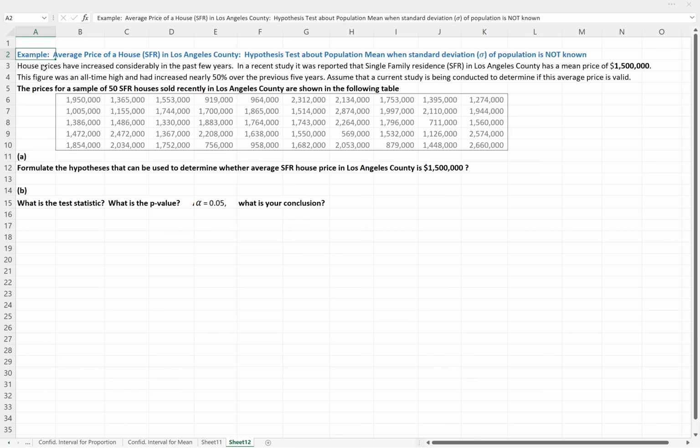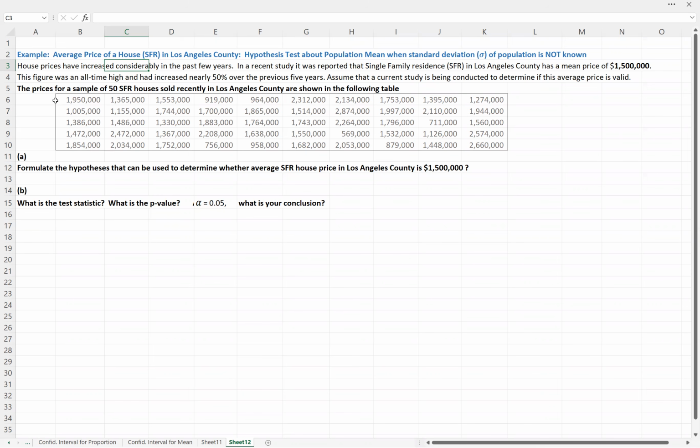Okay, so the context is this. House prices have increased considerably in the past few years. In a recent study, it was reported that SFR or single-family residence houses in Los Angeles County have a mean price of $1.5 million. This figure was an all-time high, and had increased nearly 50% over the previous 5 years. Assume that a current study is being conducted to determine if this average price is valid.